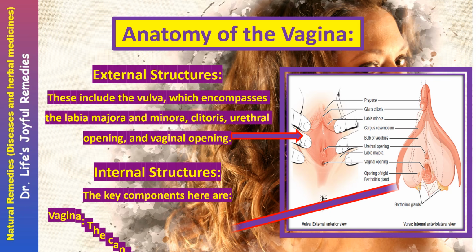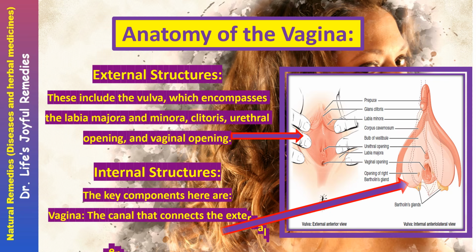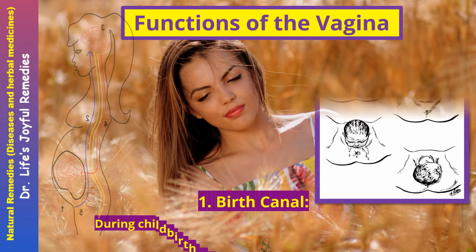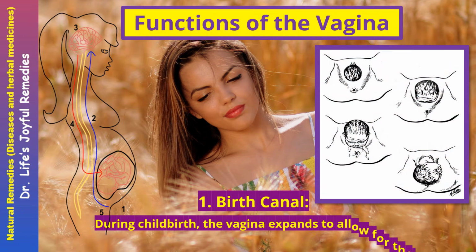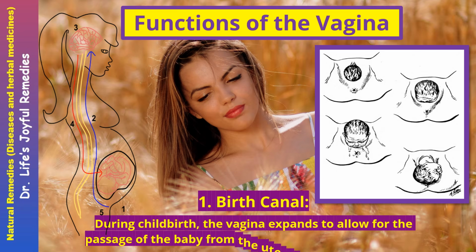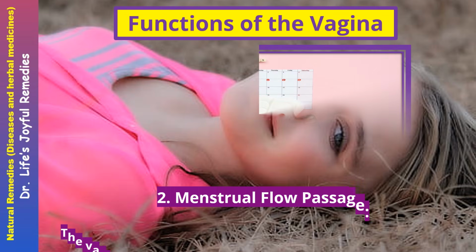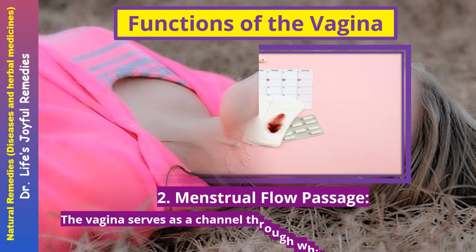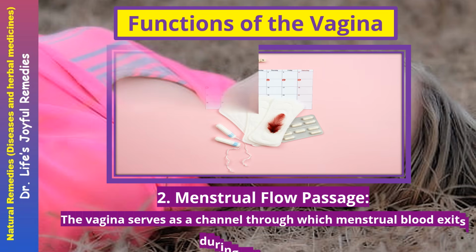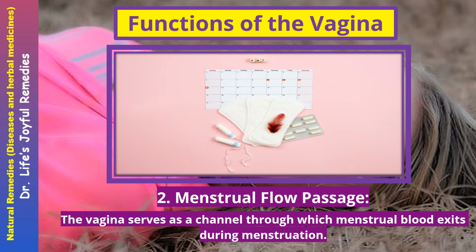Internal structures. The key components here are: vagina, the canal that connects the external genitals to the uterus. Functions of the vagina. 1. Birth canal. During childbirth, the vagina expands to allow for the passage of the baby from the uterus to outside the body. Functions of the vagina. 2. Menstrual flow passage. The vagina serves as a channel through which menstrual blood exits during menstruation.